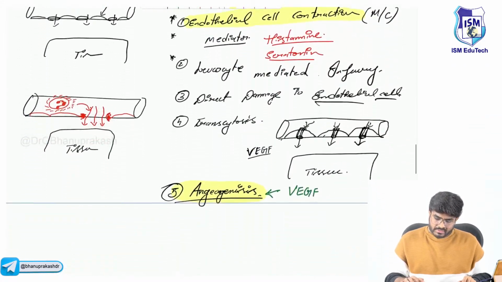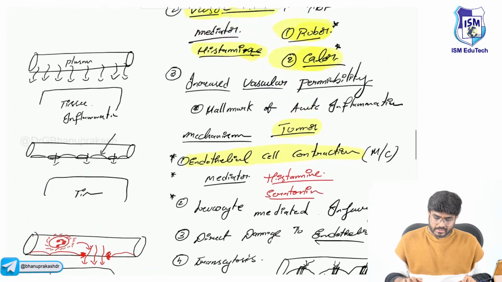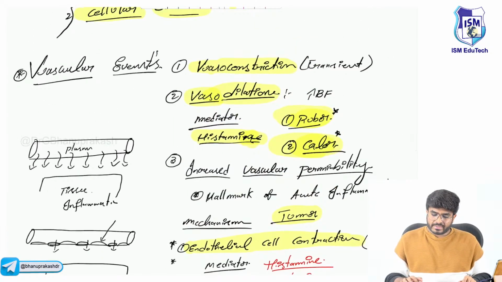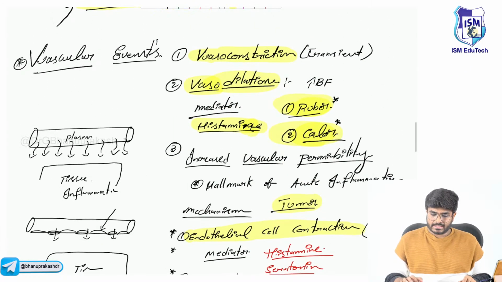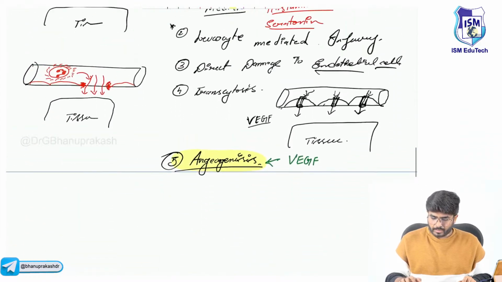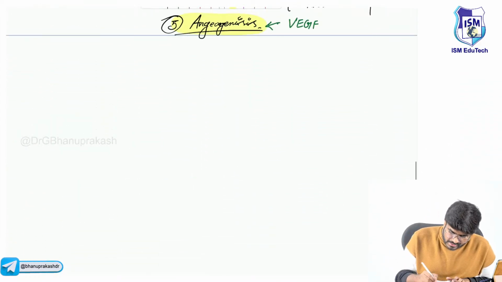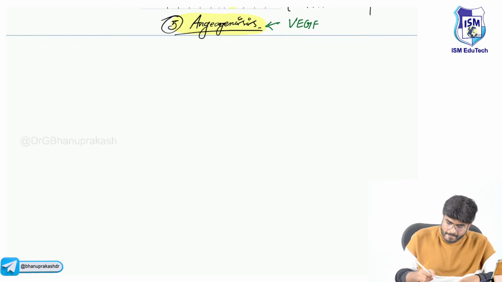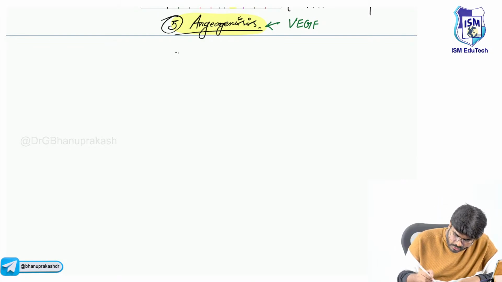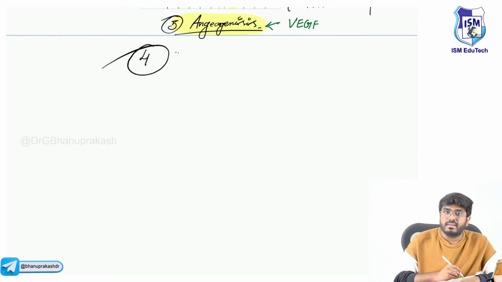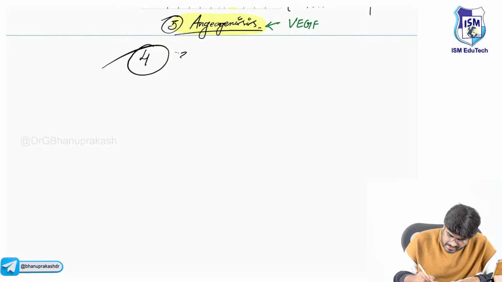So these are the vascular events. Three vascular events are completed. What is the first vascular event? Vasoconstriction, that is transient. Vasodilation, increased vascular permeability. Now, the last vascular event which I want you to know here, the fourth vascular event, the big one is, anyone? Any idea? Stasis.